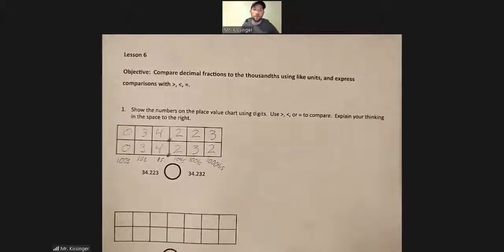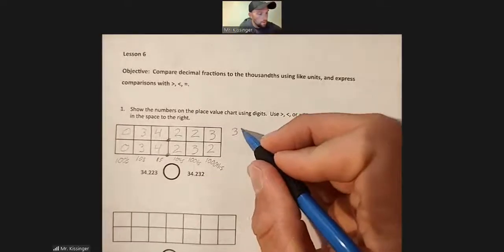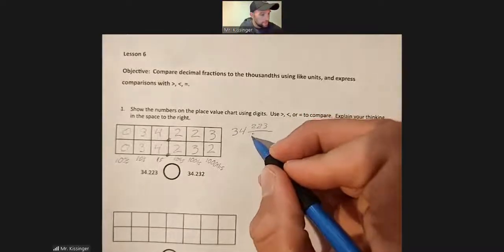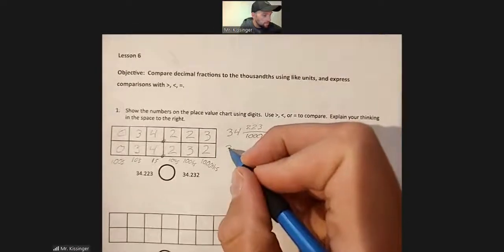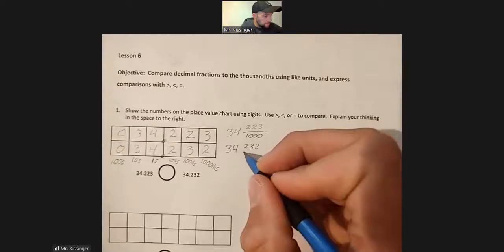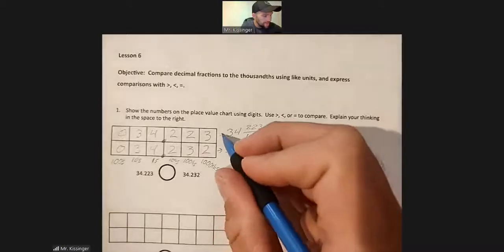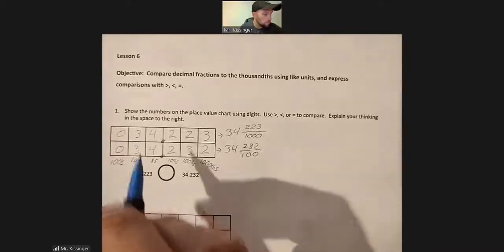So, another way that we can look at these numbers is this could be 34 and 223 thousandths. We could express that as a fraction with 1,000 in our denominator. This down here we could express as 34 and 232 thousandths. Those are just two ways to look at the same number. So we need to figure out which one is greater and which one is lesser.